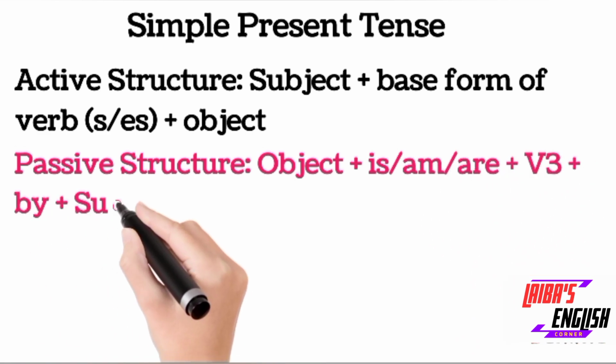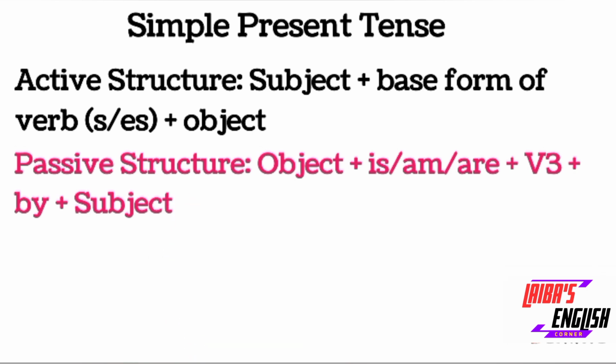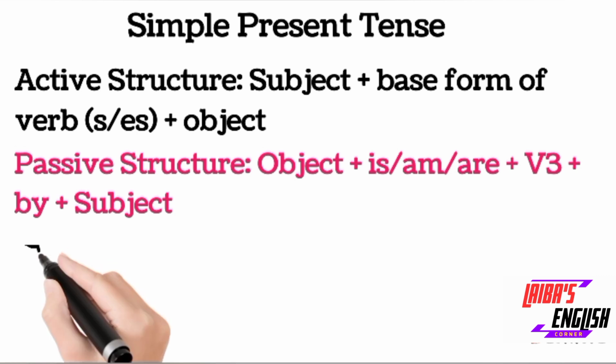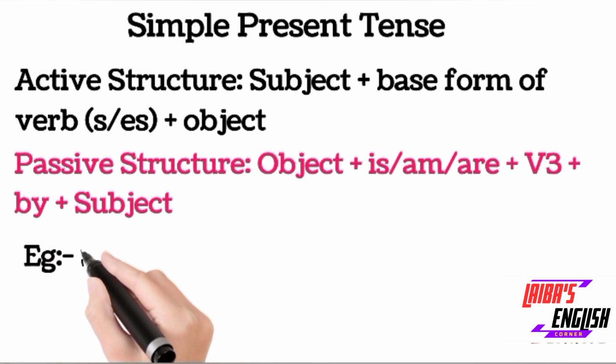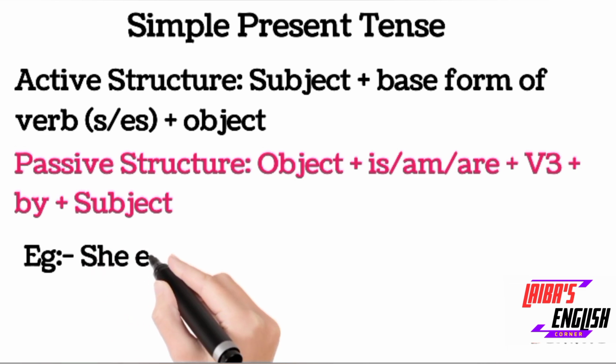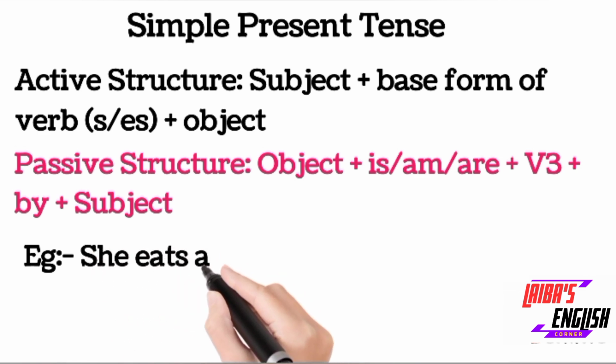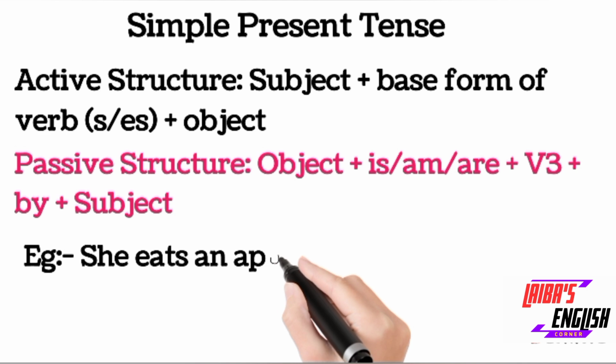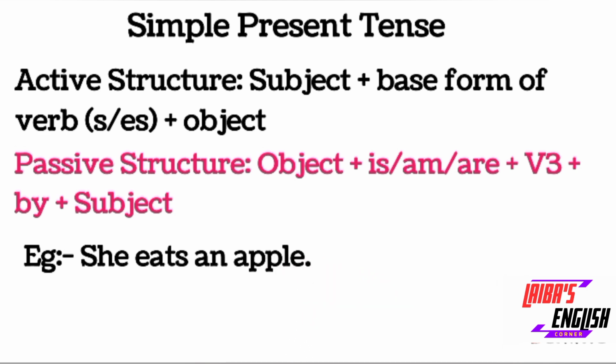So for that, in every sentence, we have to swap the places of subject and object. Object will come in the start, and here in simple present where we were not having any helping verb, but now we are having is, am, are as a helping verb, which is a helping verb of the present continuous tense. Always remember that we have to use third form of verb plus by and subject, which is compulsory.